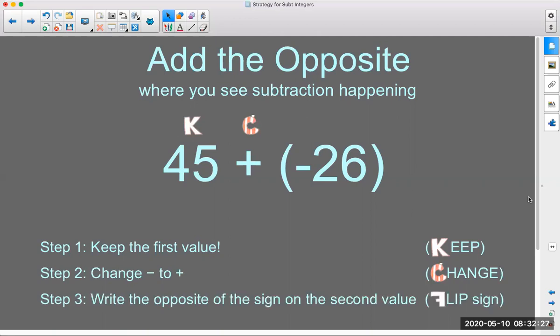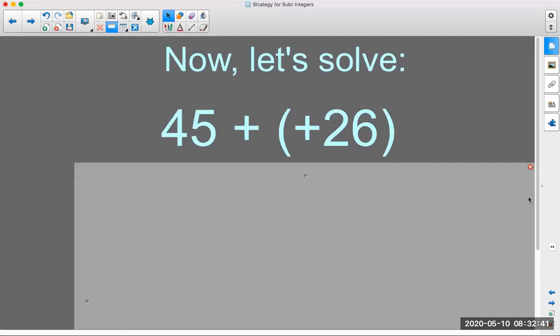Nice job on that. Step 3, write the opposite of the sign on the second value, F. So we have a negative 26. We flip it. Boom, positive 26. There you go. We have rewritten it. We have added the opposite. Now let's simplify. 45 plus 26. So we've got 2 addends. They're both positive. What's that rule again?